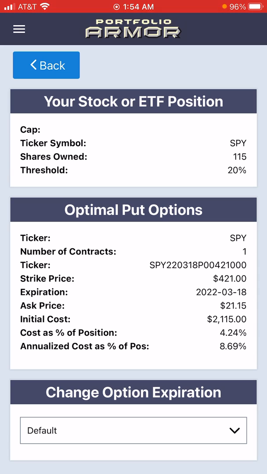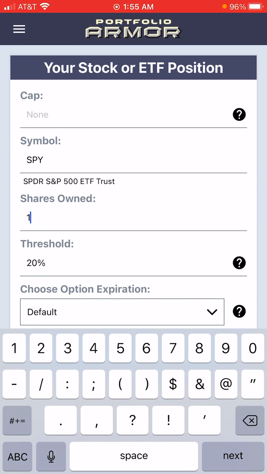Now, the thing to remember here is that options contracts cover 100 shares. So because there's 115 shares here, this is an odd lot, what the hedging app has to do is overhedge the 100 underlying shares so that the other 15 shares are also protected. And that can get expensive. So remember the cost here, $2,115. Whenever you have this situation, you should always try hedging the next higher round lot, which in this case would be 200. A round lot is just a number divisible by 100. So let's go ahead and change this to 200.